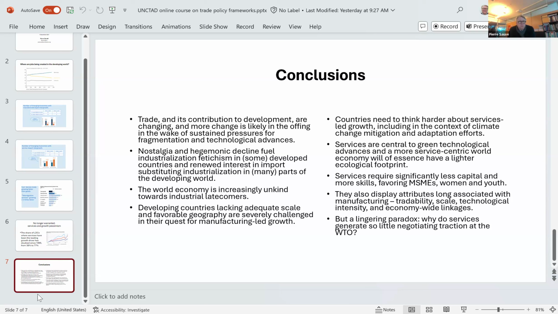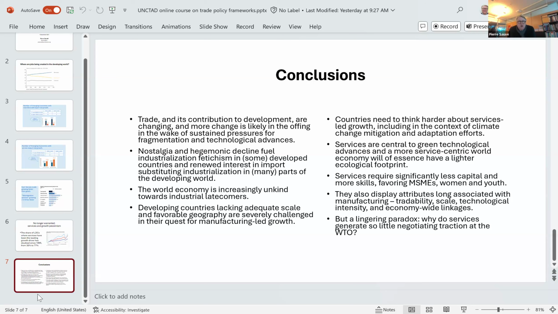My third observation is that the world economy is very unkind towards industrial latecomers. If you happen to be small, if you happen to have not terribly good geography, if you don't have means for scale, it's going to be one big challenge to industrialize and to use manufacturing-led growth as your engine of development. We see that time and again.